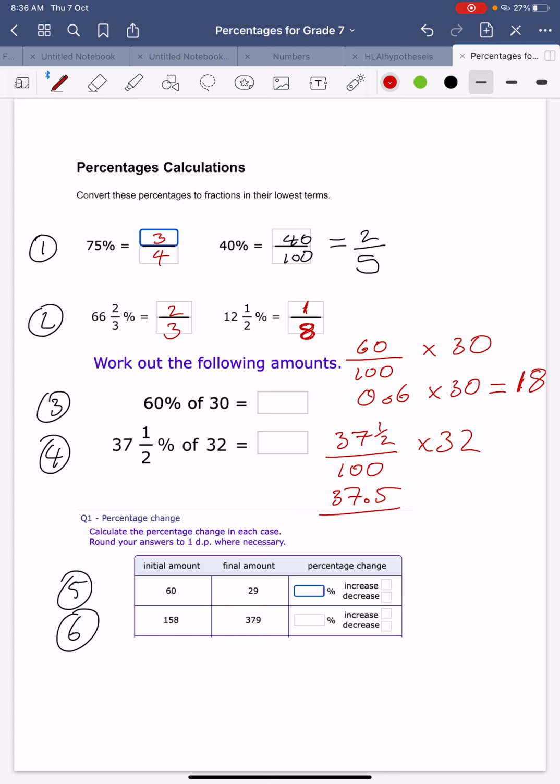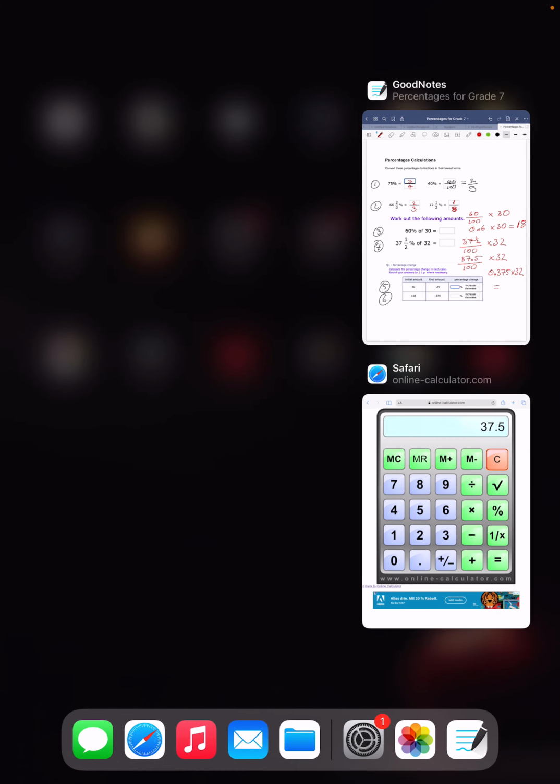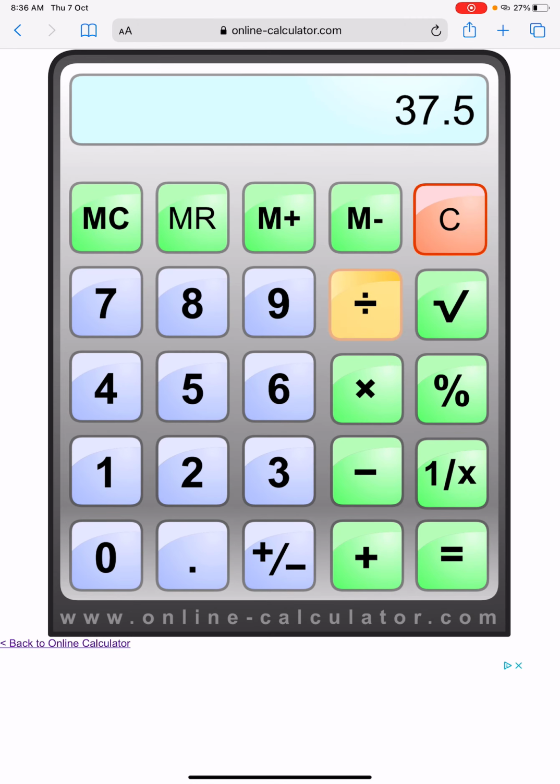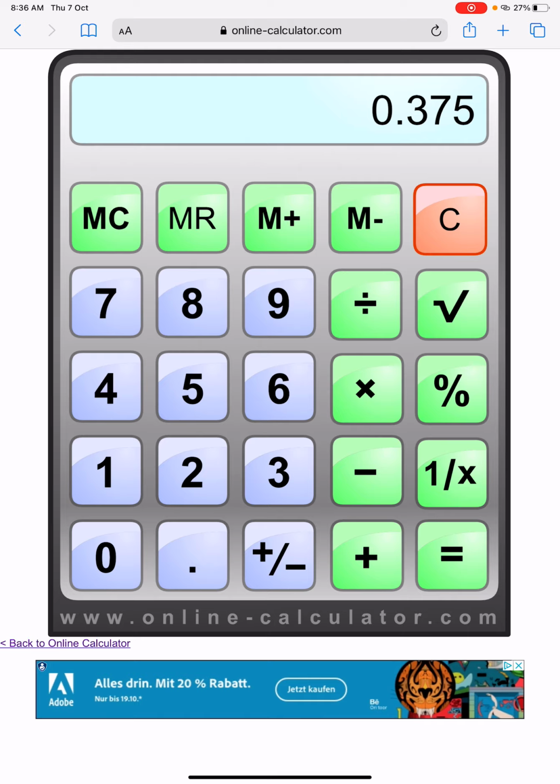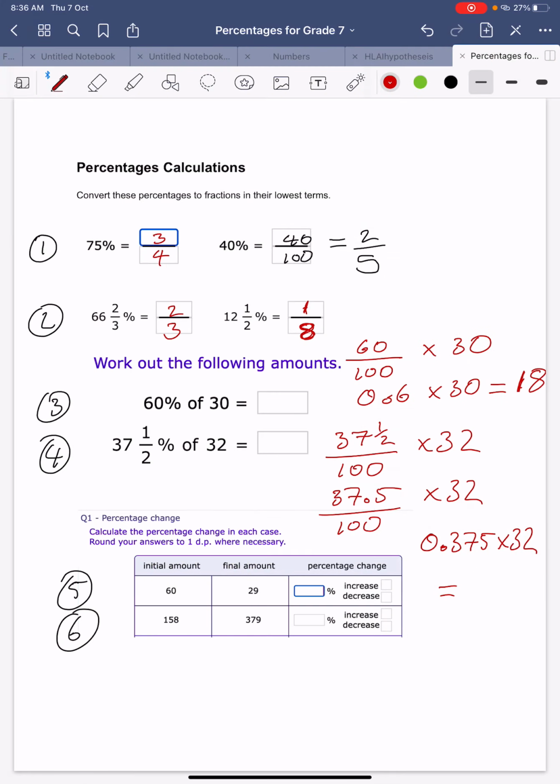37.5 out of 100, divided by 100 times 32, and you can see that that would be 0.375 times 32, and we're going to go to our calculator again and just get the answer. So divided by 100 equals, times 32 equals, and that's exactly 12. Now you might be able to do that with a mental method, and break it down into 50% and 25% and 12.5%, but we're looking on calculator skills for these ones.